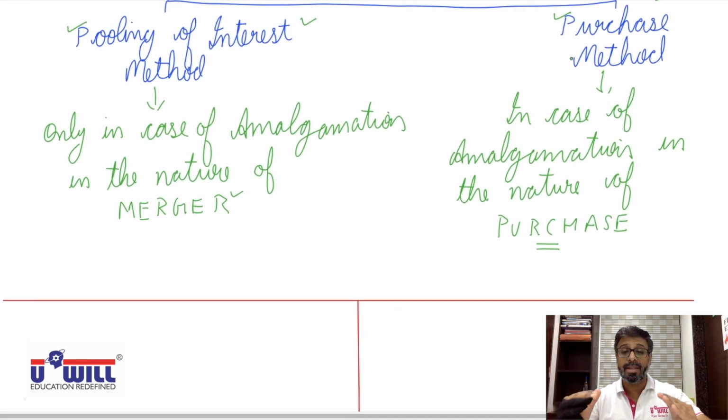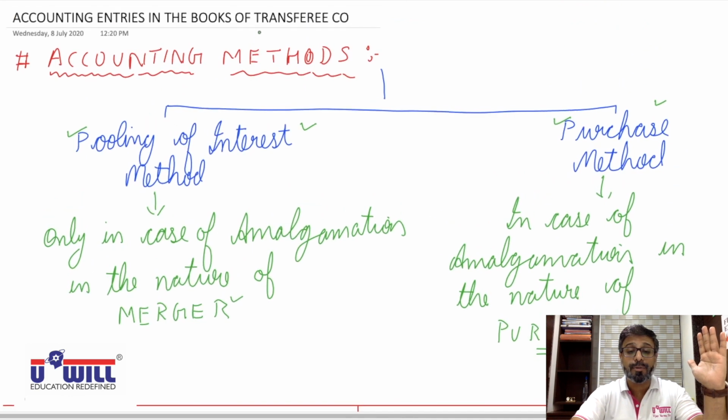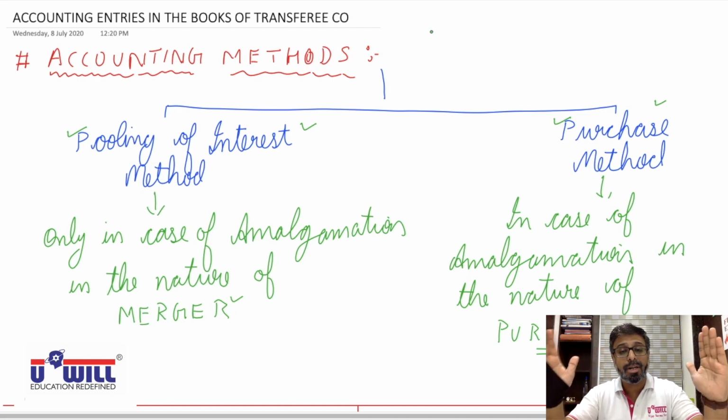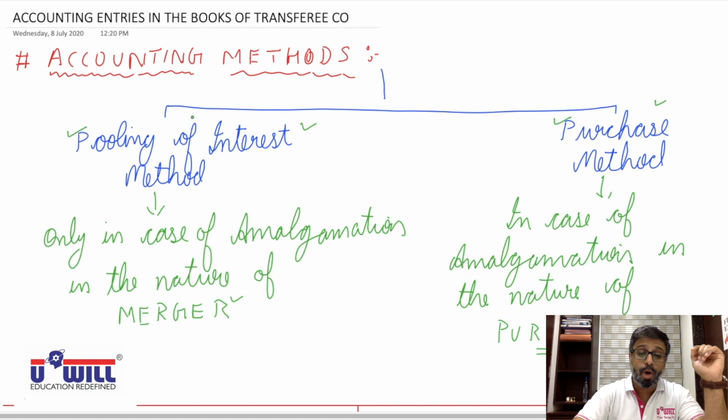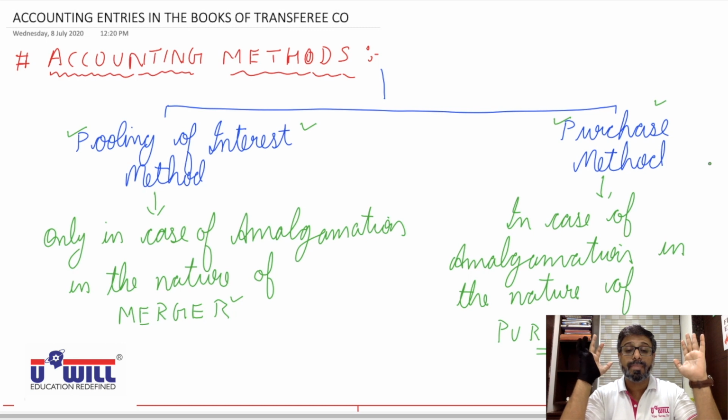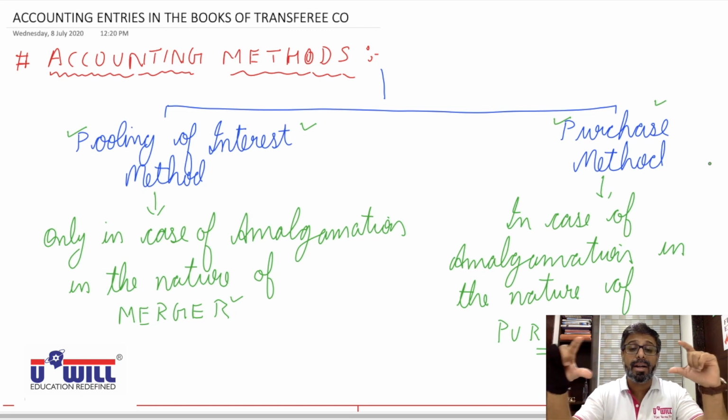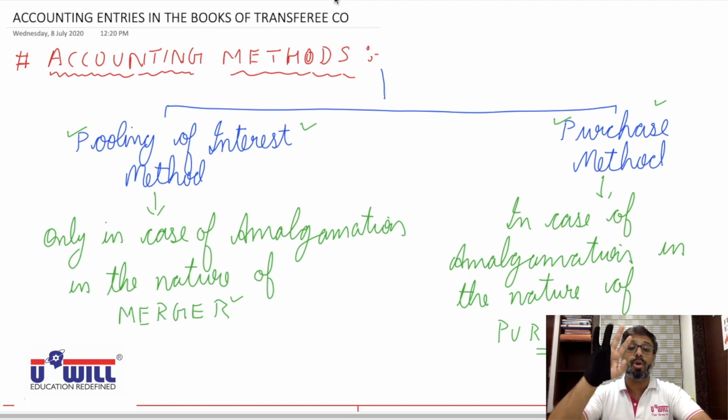Anyway, we'll go into detail with the journal entries, but once again, the first task in the questions, whenever you are asked for accounting entries in the books of transferee company, is to identify whether it is merger or purchase. If it is merger, follow pooling of interest method of accounting. If it is purchase, follow purchase method of accounting. This identification is not required if entries are asked in the books of transferor company which is going into liquidation, because in the transferor's books those 14 entries remain the same irrespective of whether it is merger or purchase.